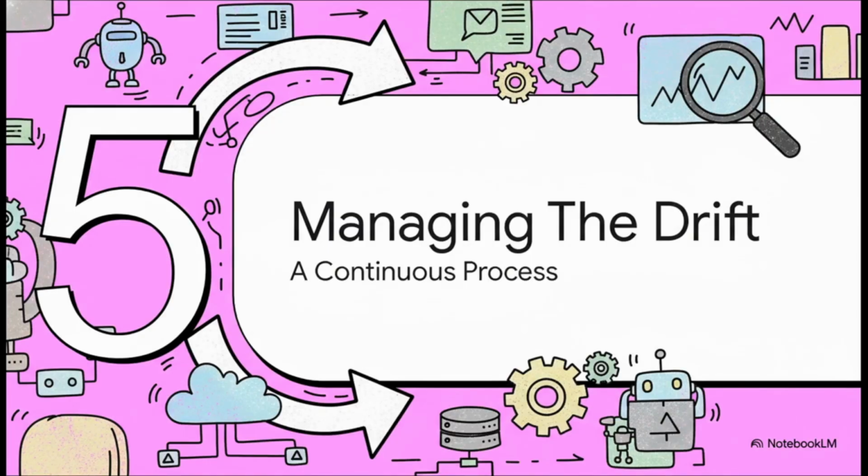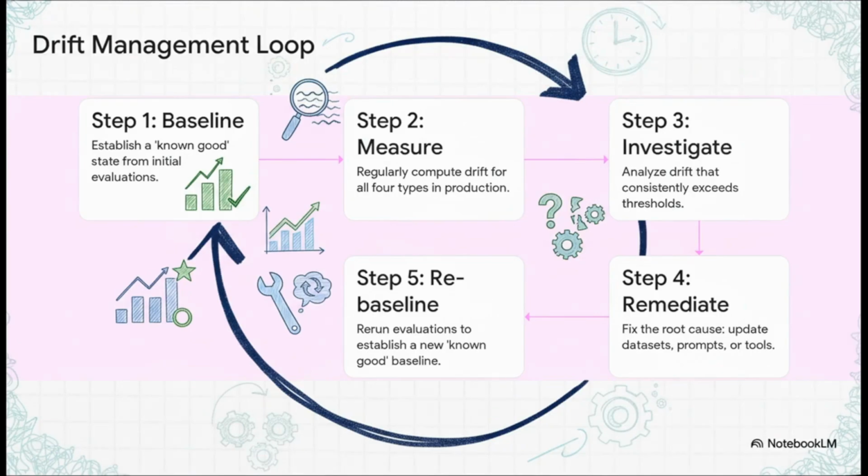Okay, so we have identified the four main culprits. Now for the good news. Agent drift, as complex as it is, is totally manageable. It just means we have to shift from that old build-it-and-forget-it mindset to a new one of continuous monitoring and active management. The solution is this continuous loop.